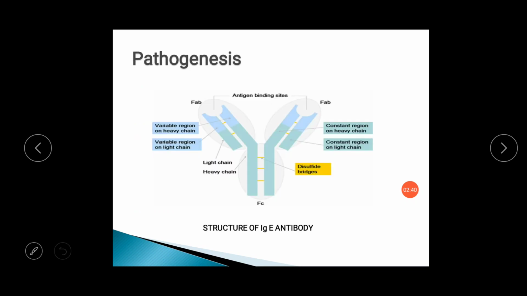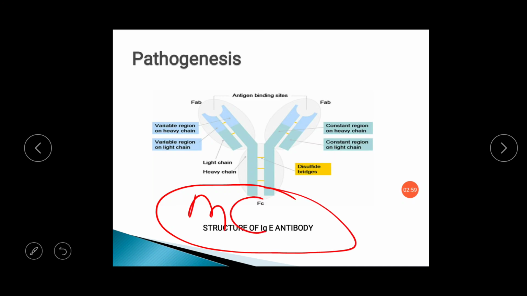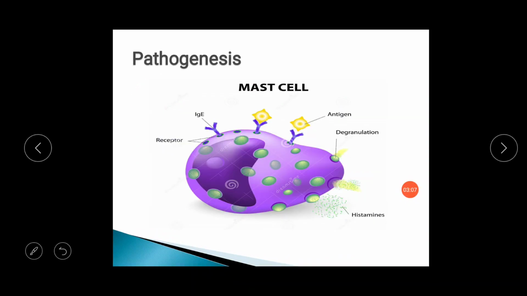This is the structure of the IgE antibody. This is the Fab end and this is the Fc end. Antigen is attached to this Fab end over here. This antibody is attached to the mast cells from the Fc end. So mast cells are attached here. We will see in the next slide.